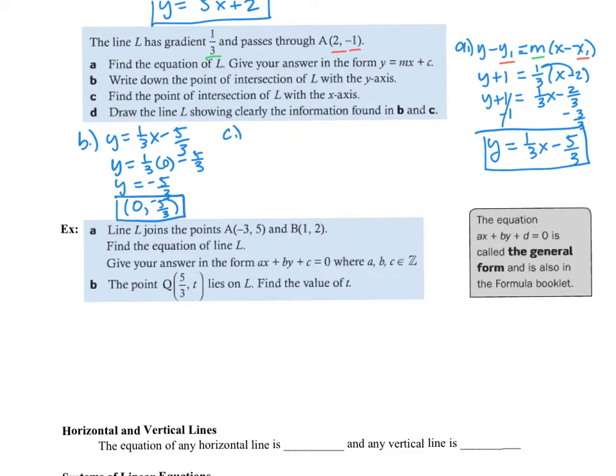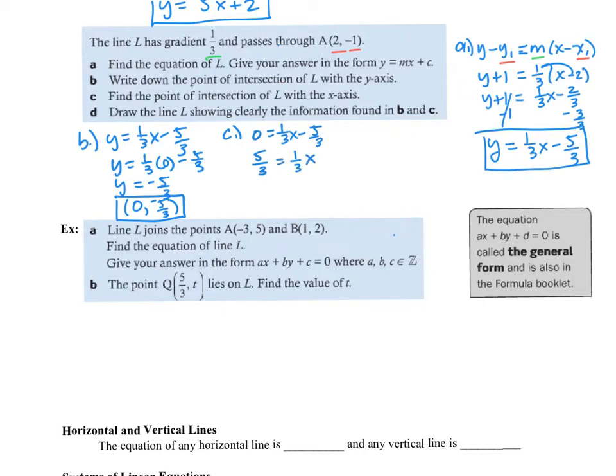Okay, part C says now we're going to find the point of intersection of L with the x-axis. So we're going to take the same equation, but the line intercepts the x-axis where y is equal to 0. So this time we're going to put a 0 in for y, and we get 0 equals 1/3 x minus 5/3. And now we just need to solve that for x. So I'm going to add 5/3 to both sides.